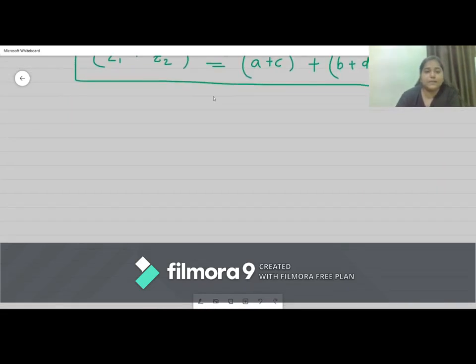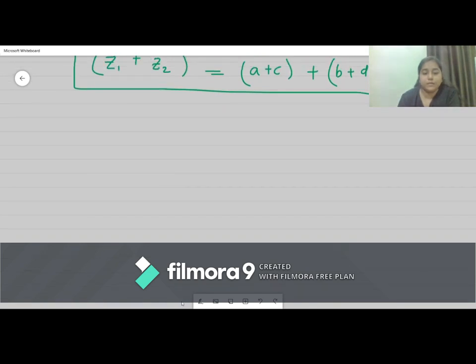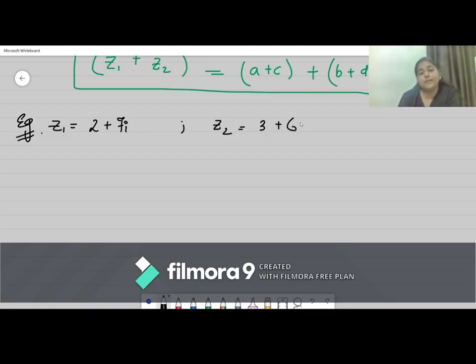Let us solve a quick example. It's very important to deal with numbers when we are doing maths. Maths is not a theoretical thing. I say Z1 is an imaginary number, say 2 plus 7 iota, and I give you another complex number Z2 which is given by 3 plus 6 iota. So how are we going to find Z1 plus Z2? It will be equal to 2 plus 7 iota plus 3 plus 6 iota.